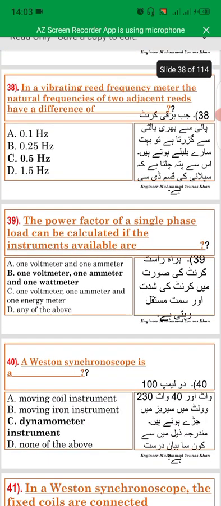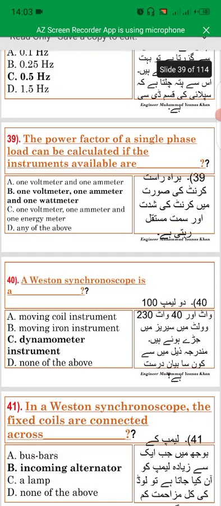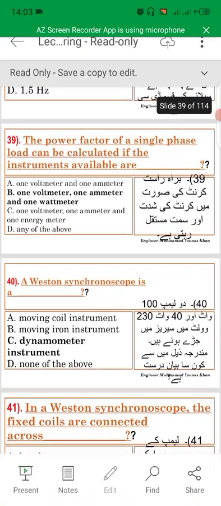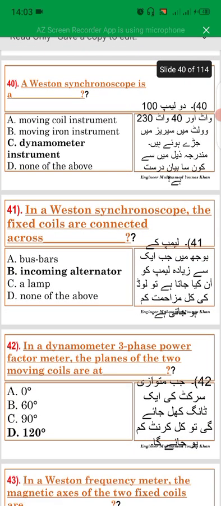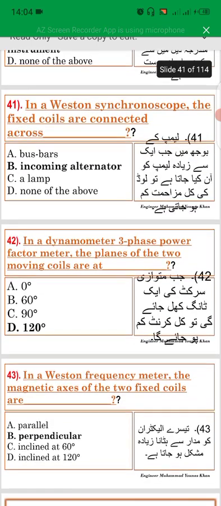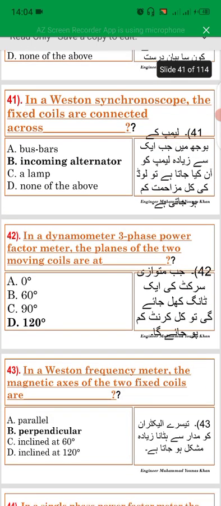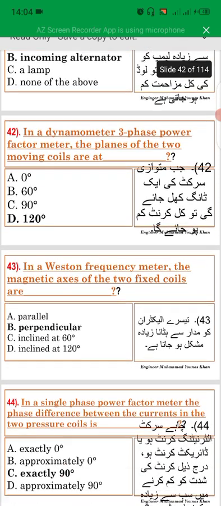In a vibrating reed frequency meter, the natural frequencies of two adjacent reeds have a difference of 0.5 Hz. The power factor of a single phase load can be calculated if the instruments available are 1 voltmeter, 1 ammeter and 1 wattmeter. A Weston synchronoscope is a dynamometer instrument. In a Weston synchronoscope, the fixed coils are connected across the incoming alternator.